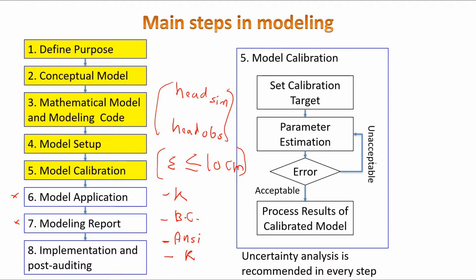So if the error is unacceptable, then you keep doing this. You check the error: is it unacceptable, yes or no? If it is yes, you readjust your parameters and check the error again. If the error is unacceptable, yes, you go again. If the error is unacceptable, no, it's an acceptable error, then process the result of the calibrated model.